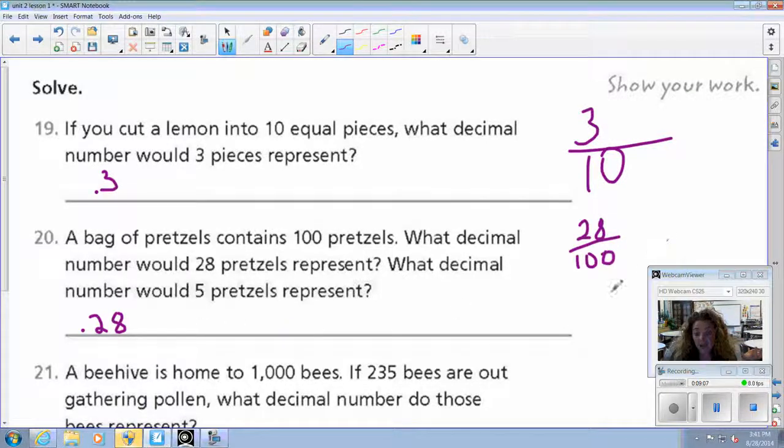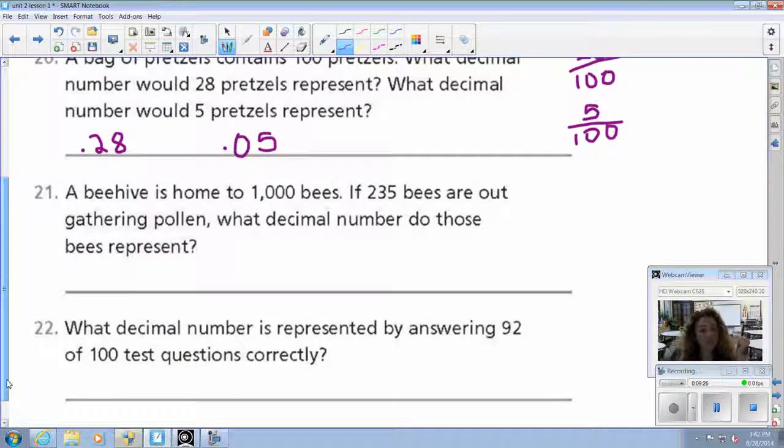What number would 5 pretzels represent out of that 100? Well, if 100 is my whole, it becomes my denominator. And 5 is my numerator. So 5 hundredths. There's no tenths, and there's 5 hundredths. Okay? Let's try one more.